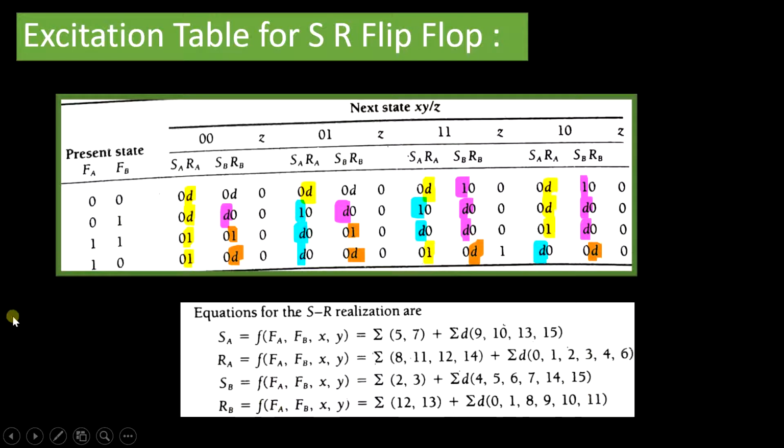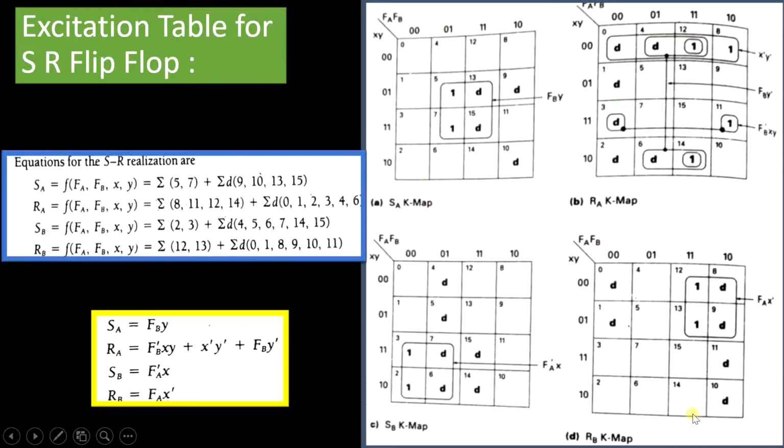Now using these shorthand decimal notations, we will map them onto the Karnaugh map, again considering FA to be the MSB and Y to be the LSB, and after mapping we will group them, obtain the simplified expressions, and this is what we get. SA is equal to FBY, RA is equal to FB dash XY plus X dash Y dash plus FBY dash, SB is equal to FA dash X, RB is equal to FA X dash.